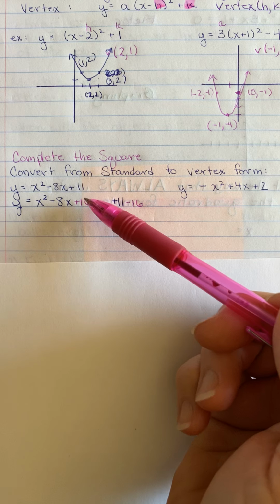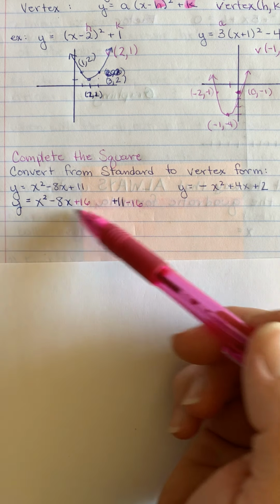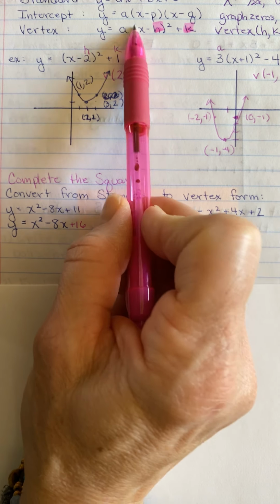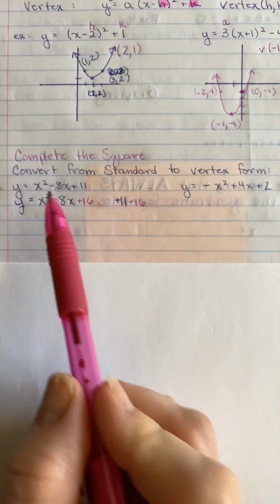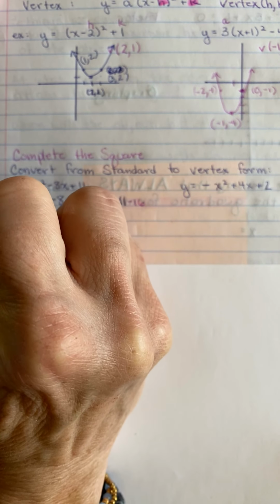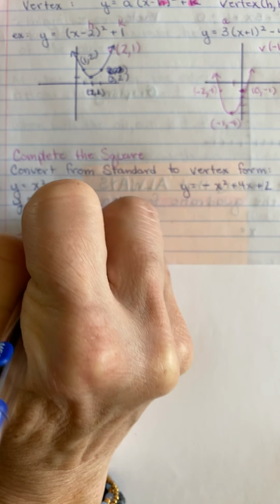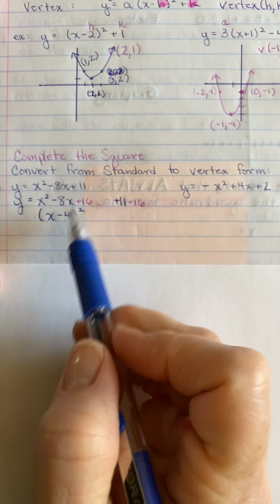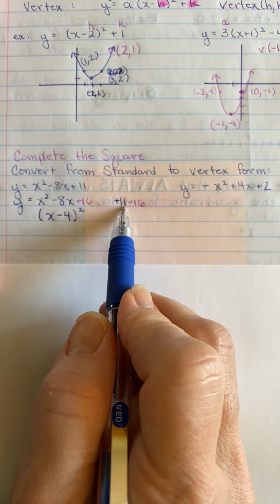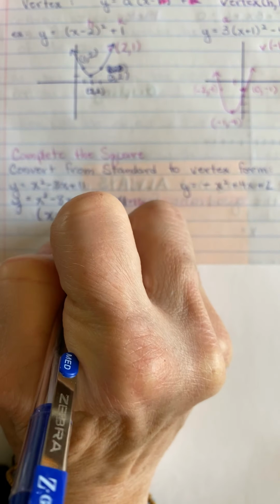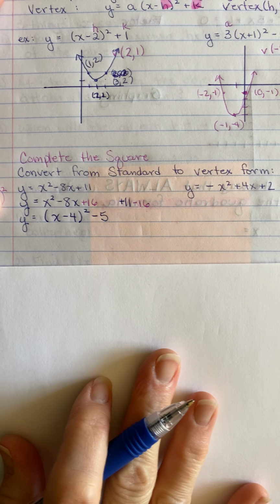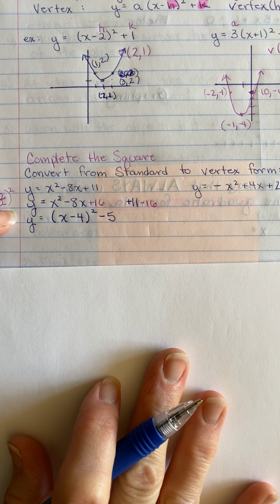Now we want to factor this perfect square trinomial. Remember, we want it to look like this up here. So we've got a binomial that's squared. So x squared minus 8x plus 16 factors into x minus 4, quantity squared. We've done those a bit. Hopefully that was okay with you. And then now just add these two together. 11 minus 16 is -5. And voila! We have converted from standard to vertex form.